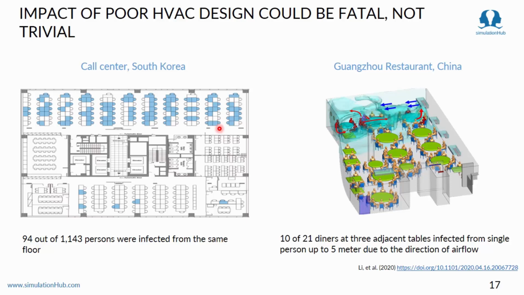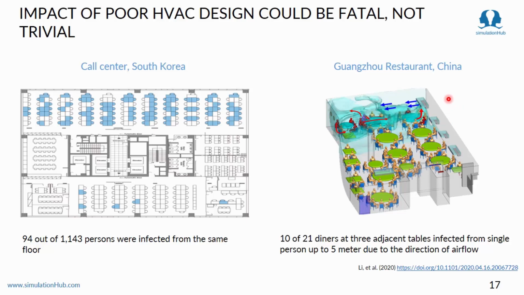Another famous incident is from a Guangzhou restaurant in China, where the infection was transmitted among 10 diners from 3 different families. As you can see here on screen, the person colored violet was the only known source of infection, and infected people are shown in red. Here, infection was transmitted beyond a distance of 5 meters. That is the social distancing guideline provided by WHO.